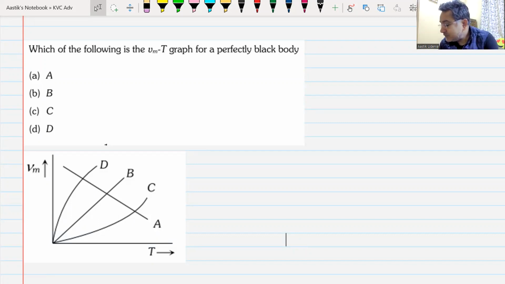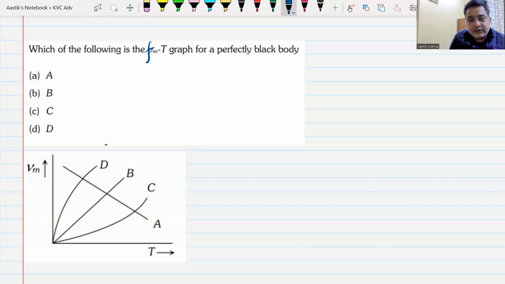What is the graph for frequency, maximum frequency, and time for a perfectly black body? Which is the graph? A, B, C, D. The graph between the frequency of maximum energy and absolute temperature on the Kelvin scale.